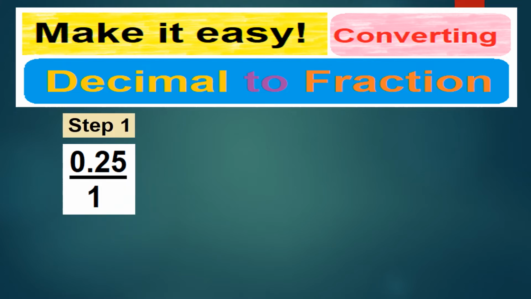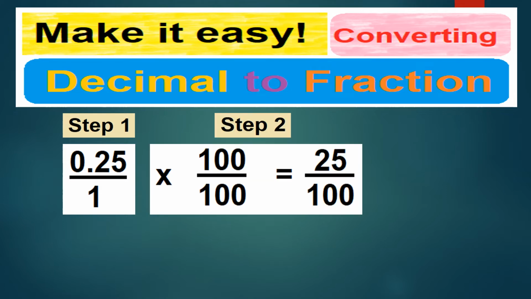Now, for the first step, we have to write down 1 as denominator. So now we have 0.25 over 1. For step 2, from the given 0.25, the last digit, which is 5, has a place value of hundredths. That's why we're going to multiply the numerator and the denominator by 100. So 0.25 times 100 is equal to 25. 1 times 100 is equal to 100.